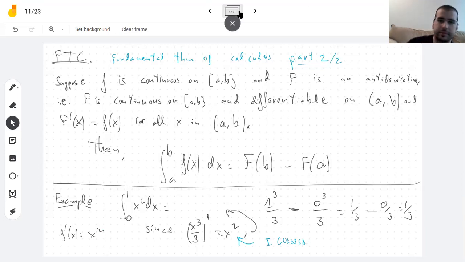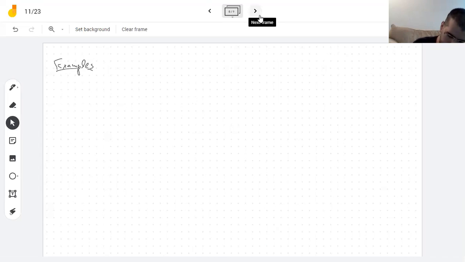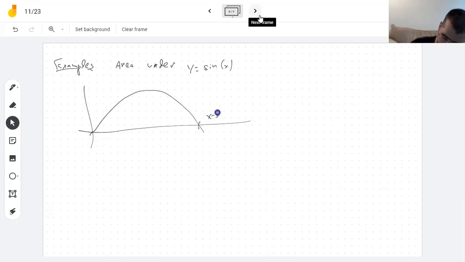Okay, so another area that I took a guess for, I did one Riemann sum for the area under the graph of sine, and it got like 2.02. So sine of x starts at zero and hits zero again at x equals pi. So there's an area in here, which is the integral. It's the integral from zero to pi of sine x.